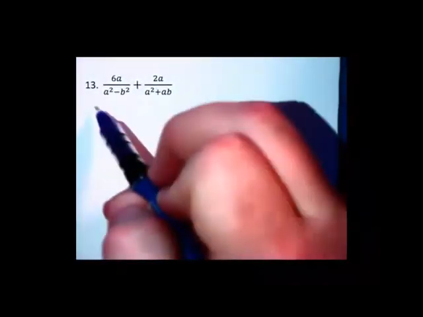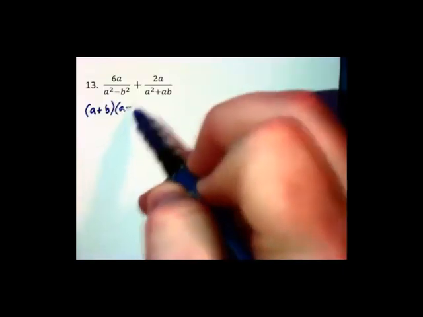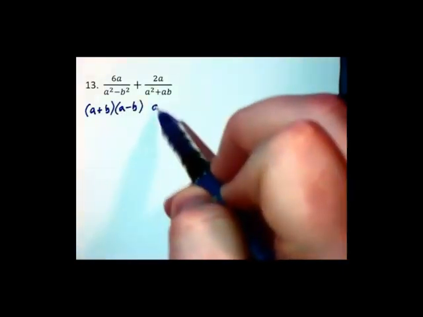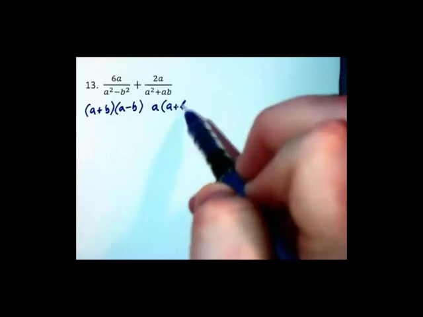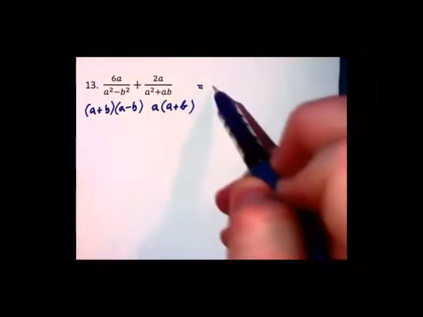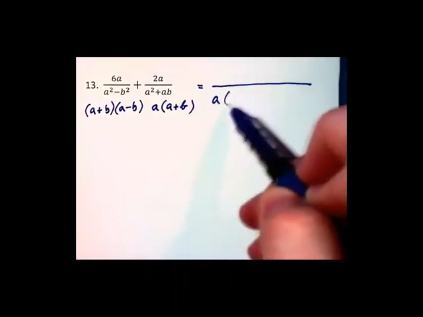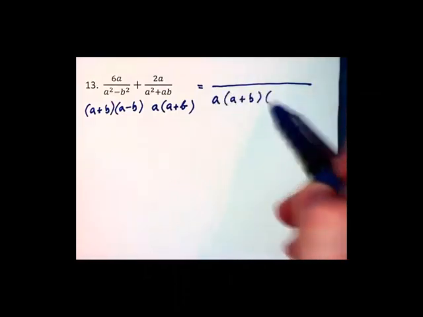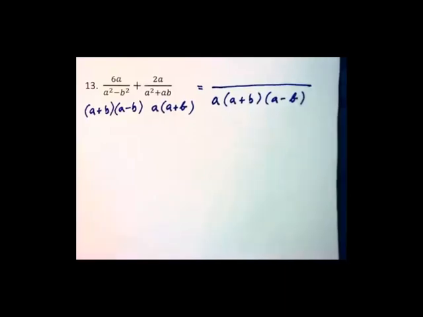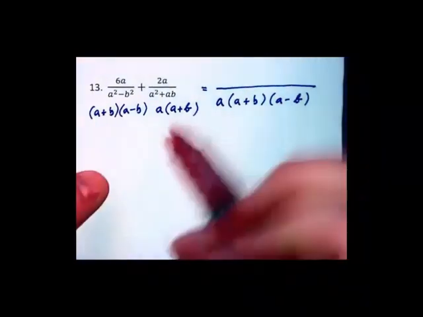I notice the first denominator factors with the difference of two squares into a plus b times a minus b. The second one I can factor an a out, leaving a plus b. And so with that information, we're able to go to a common denominator, which will need to have an a out front, an a plus b, and an a minus b in parentheses. And then we're going to be able to convert these fractions over to the new denominator.